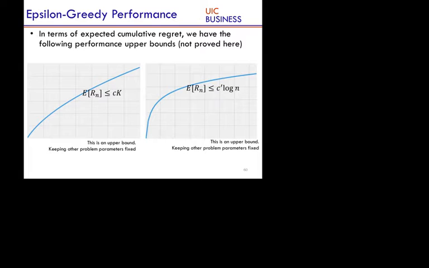I have not plotted the x-axis and y-axis. The y-axis is just the expected cumulative regret, and the x-axis is just the rounds. Sorry, the x-axis is rounds here, and here it's the number of arms. So there are two plots here. The left plot is trying to plot the number of arms versus expected cumulative regret, and the right plot is showing expected regret versus the number of rounds.